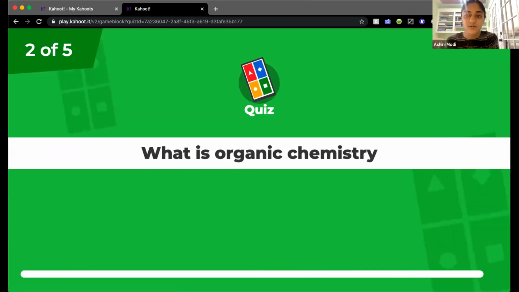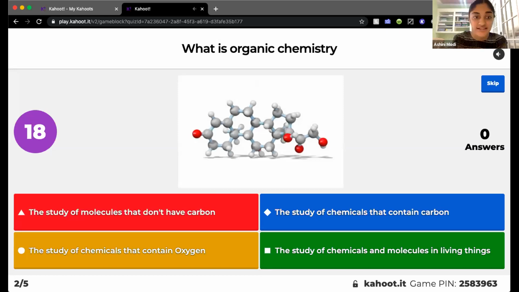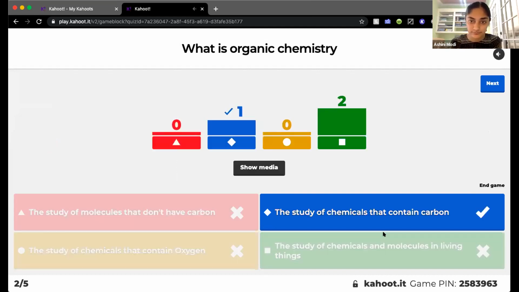What is organic chemistry? The study of molecules that don't have carbon, the study of chemicals that contain carbon, the study of chemicals that contain oxygen, or the study of chemicals and molecules in living things? It is the study of chemicals that contain carbon.